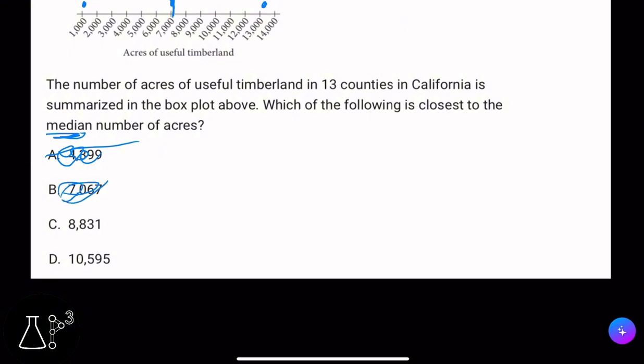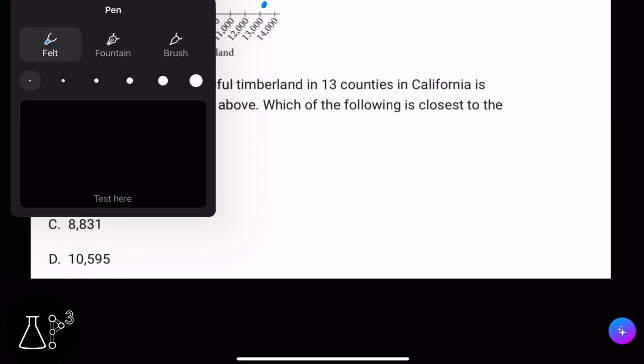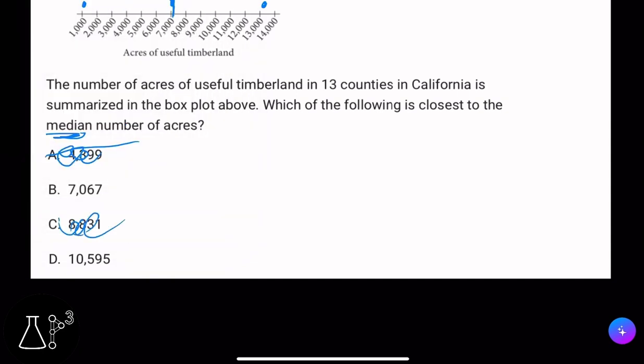Oh, sorry. B is crossed off, not C. Don't know why I did that. Let me erase this really quickly. So B is crossed off. And then C, 10,000, that's too much. Therefore, my answer is B.